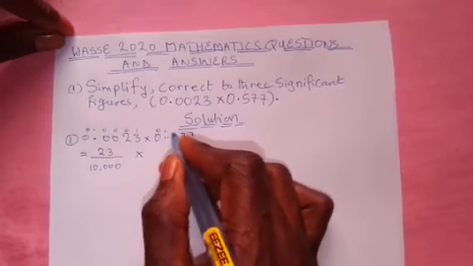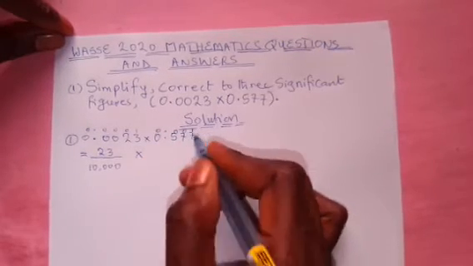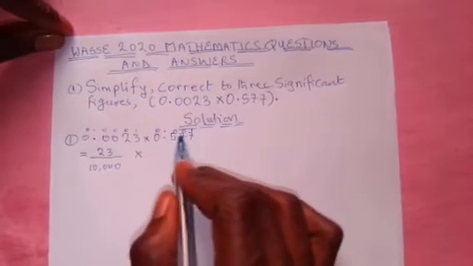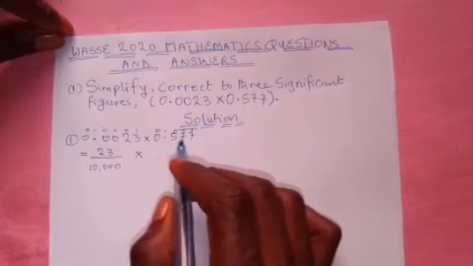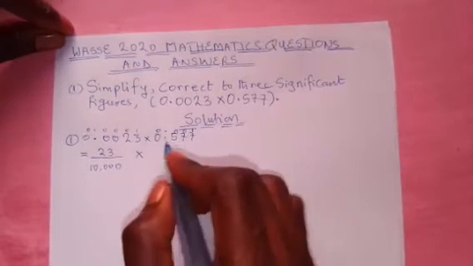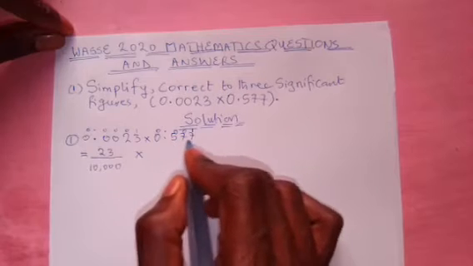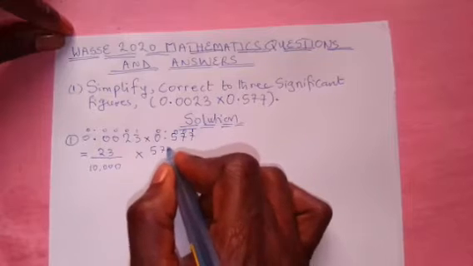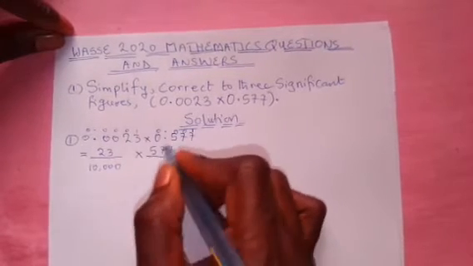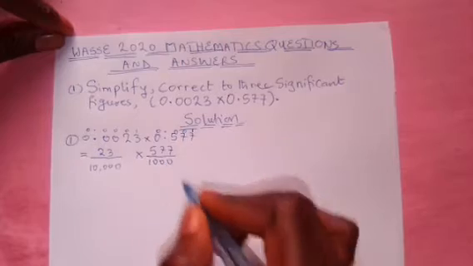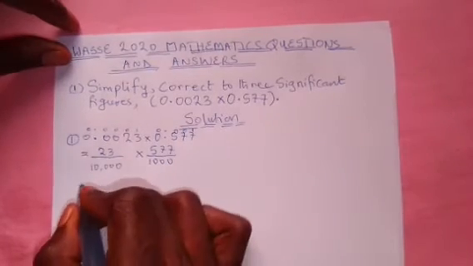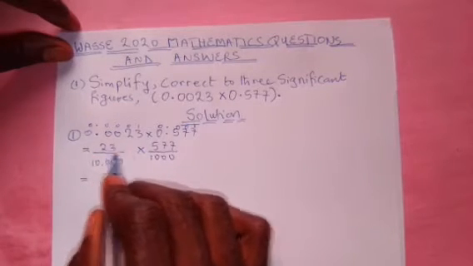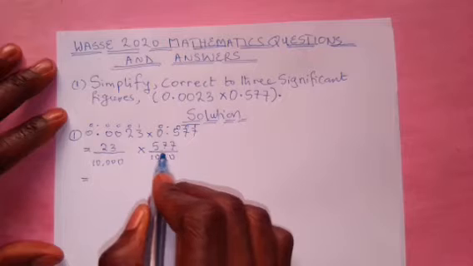The decimal equivalent of this is 0.001. That is talking about each digit's place value. So always do it this way. Then you come here and write out the numbers, 577, and we divide it by 1,000. In the next step in this particular question, we are going to multiply 23 by 577.